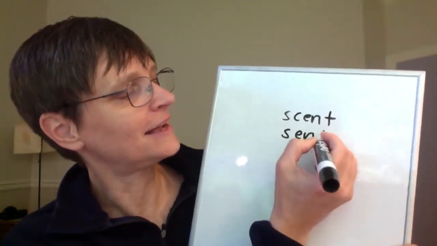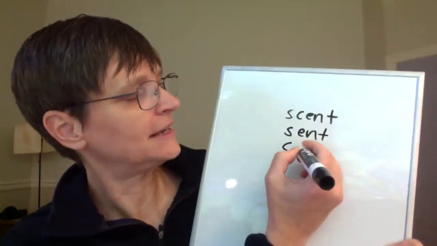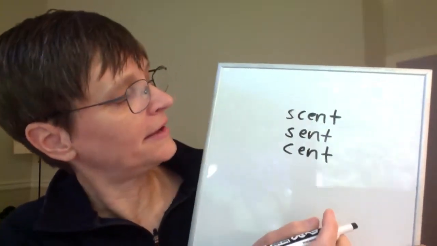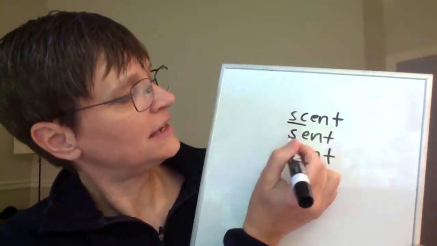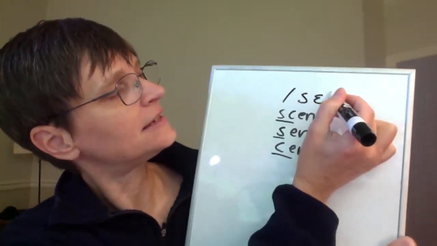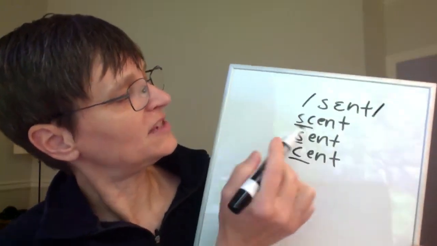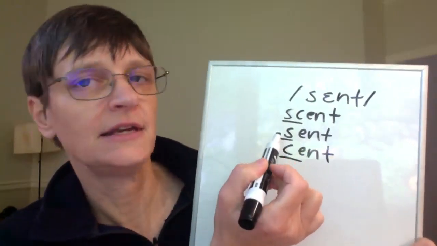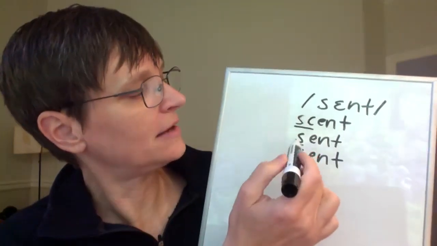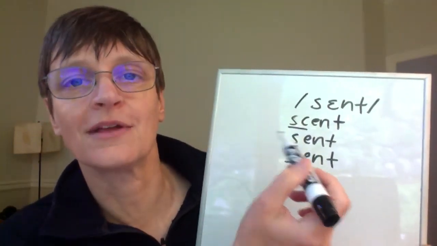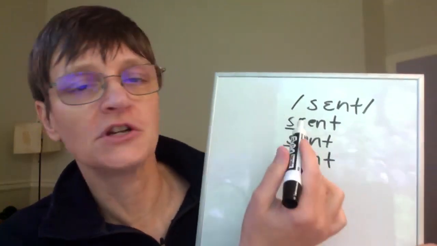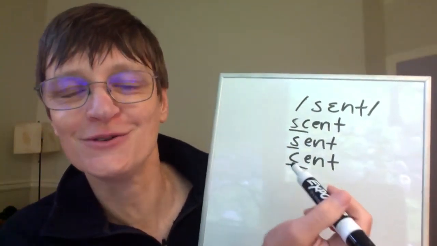Sent, like I sent her some flowers. And cent, like 1 cent, 1 penny. So we see that the S sound in scent can be spelled with SC, with S, or with just C. So again, that's quite confusing until you know these words and what they mean. And it can be confusing to know which one you need to use in context too.